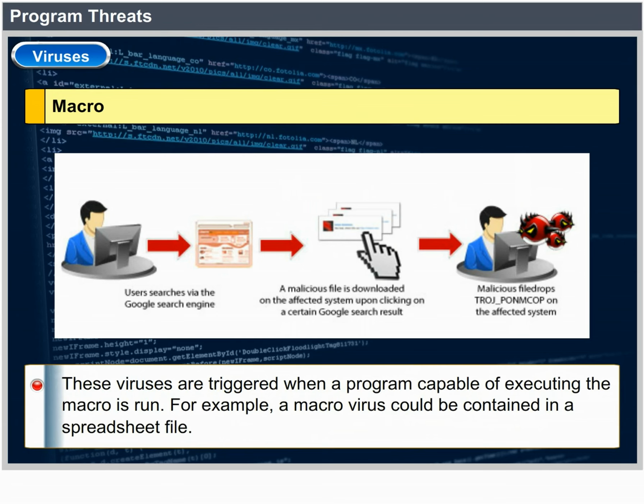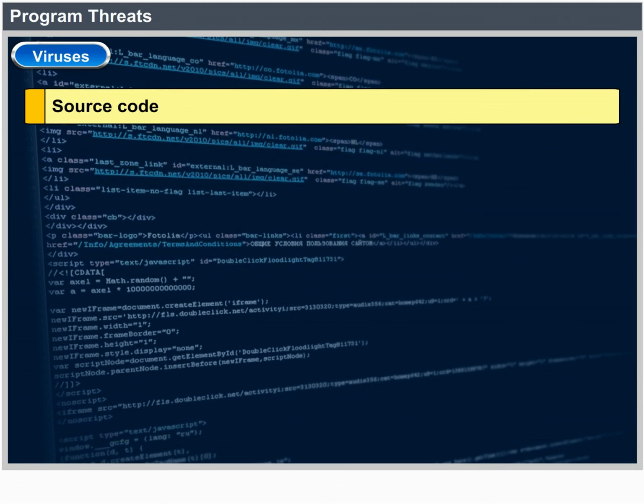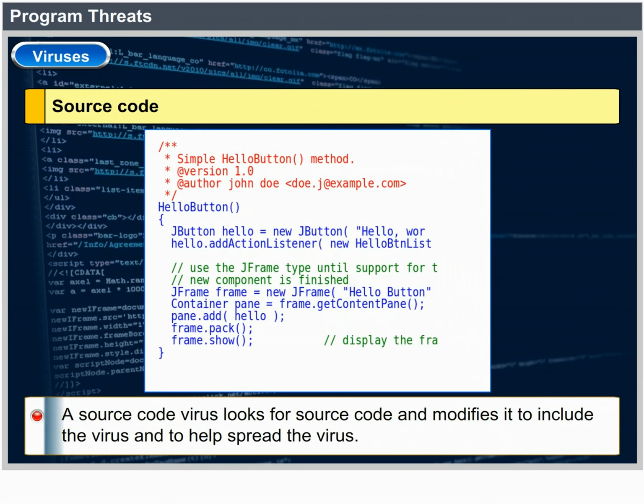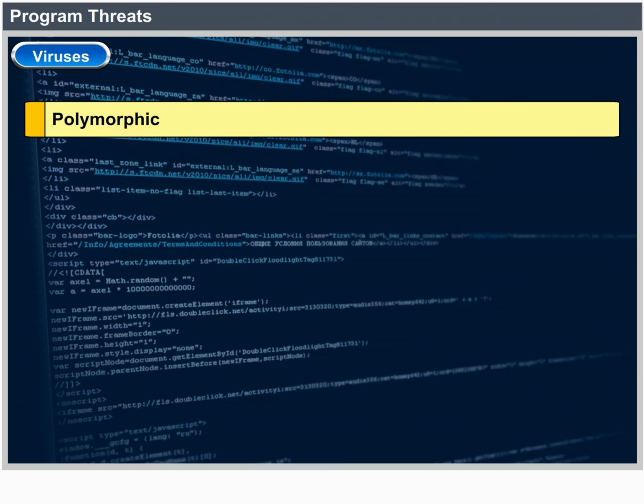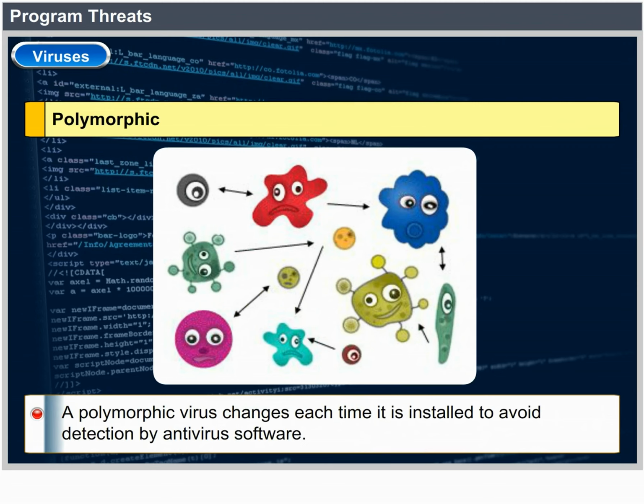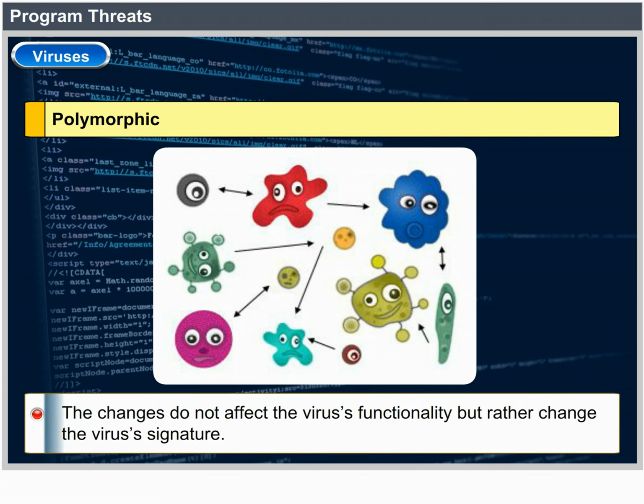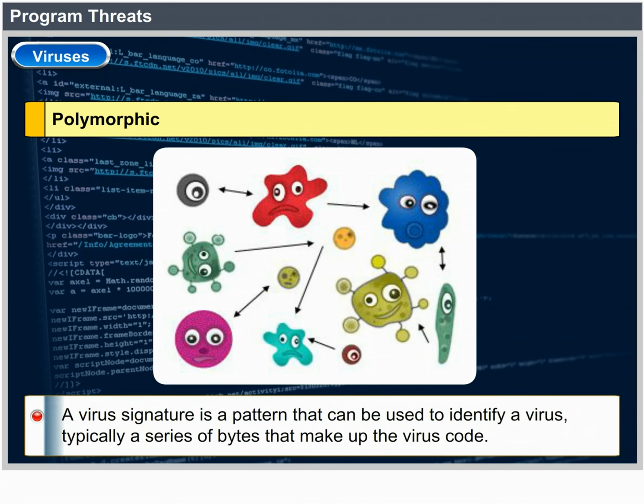Source code. A source code virus looks for source code and modifies it to include the virus and to help spread the virus. Polymorphic. A polymorphic virus changes each time it is installed to avoid detection by antivirus software. The changes do not affect the virus's functionality but rather change the virus's signature. A virus signature is a pattern that can be used to identify a virus, typically a series of bytes that make up the virus code.